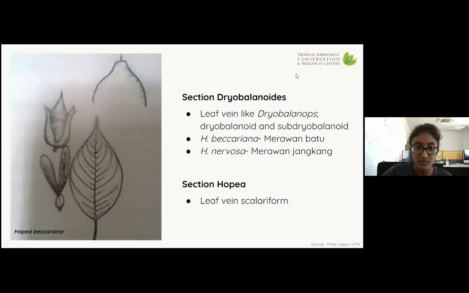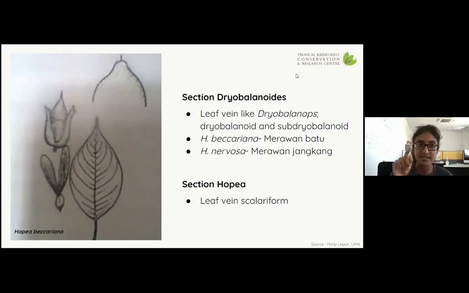In section Hopea, the leaf vein is not as the one you would find in section Dryobalanoides, because the leaf vein is scalariform-like. So it's the normal leaf vein, and it's not parallel to each other, not even sub-parallel.